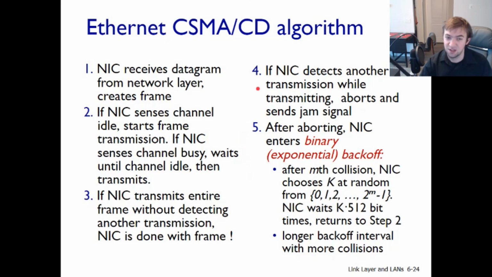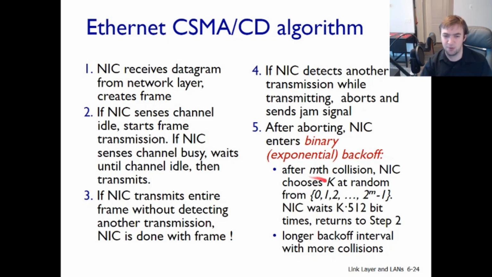However, if there is another transmission detected while you are transmitting, you immediately abort and send a signal to say, hey, I am talking right now, we need to stop. After this aborting happens, the network interface controller enters something called binary or exponential backoff. The idea being the amount of time that you wait before you retransmit increases as more collisions actually happen.